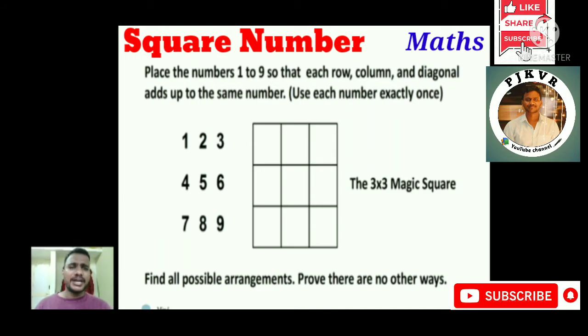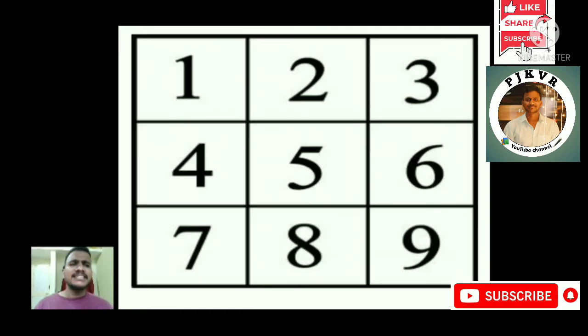Before going to the square number, I will give the numbers 1 to 9, using each number exactly once. We have to identify the rows and columns. 1, 2, 3, 4, 5, 6, 7, 8, 9. Using these numbers, we have to arrange a 3 cross 3 square, without repeating any number, arranging 1 to 9 in a 3 cross 3 square.